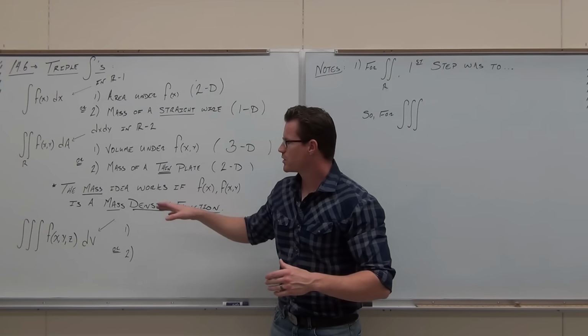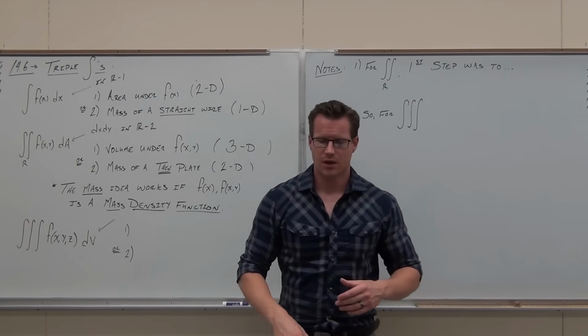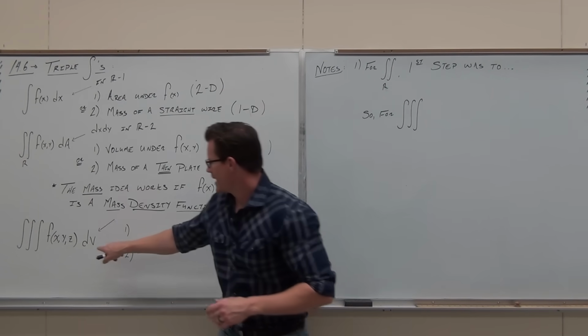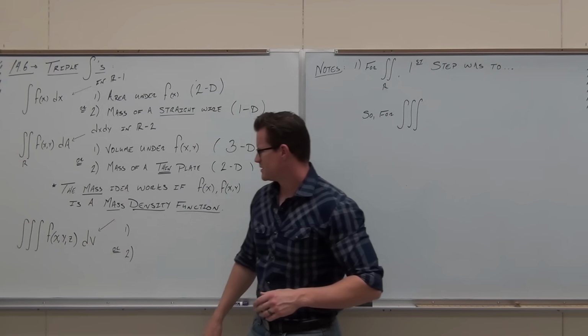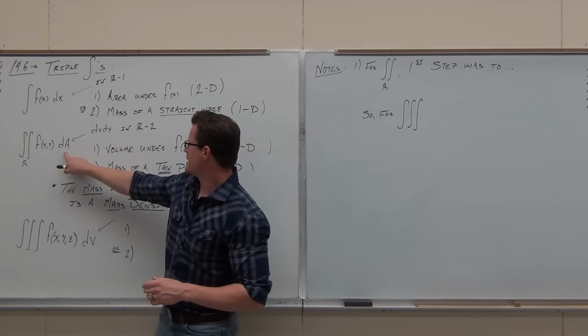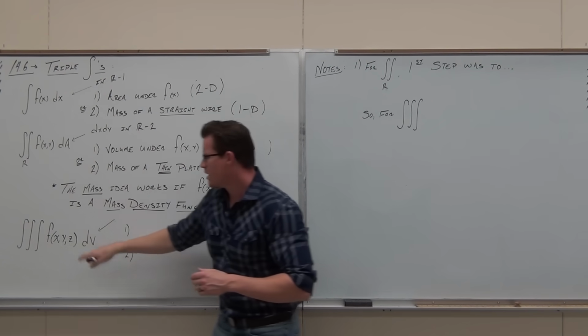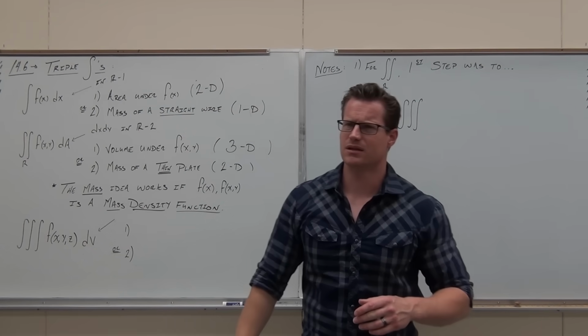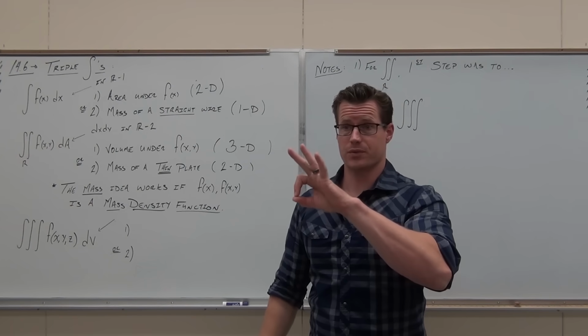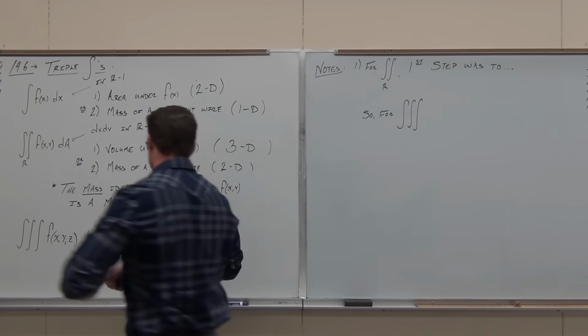Now, let's look at what a triple integral could give us. Firstly, what's dV? If this is dA, it was across two axes, and this is dx across just one axis, what's dV going to give us? It's going to give us all three, the x, the y, and the z.